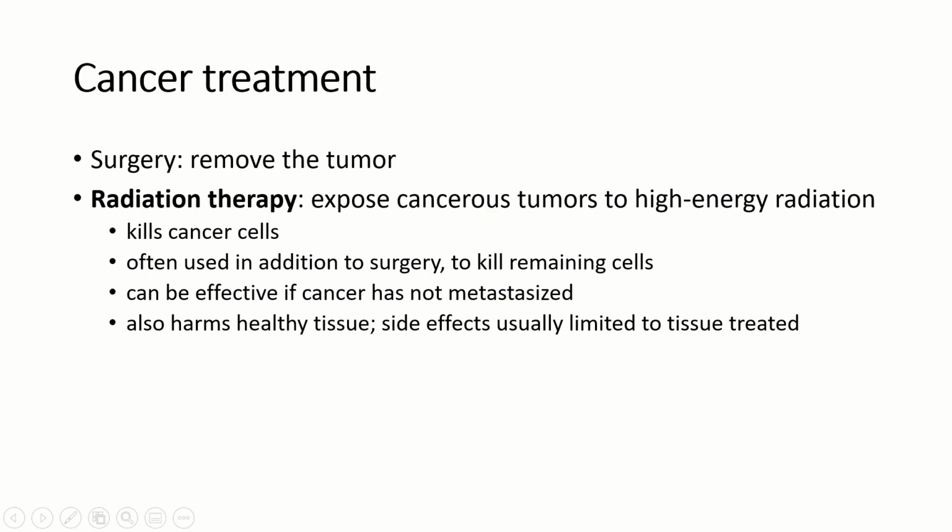Treatments for cancer: the easiest is to just remove the tumor. Surgical removal of the tumor is the first and easiest treatment for cancer, and a lot of times that's all you need. Radiation uses high energy radiation, such as X-rays, that can kill cancer cells. It's especially useful in parts of the body where it's difficult to do surgery, such as in the brain. It does sometimes kill living tissue around the cancer, but often it can stop the cancer cells from growing, and it can be effective if the cancer hasn't metastasized.